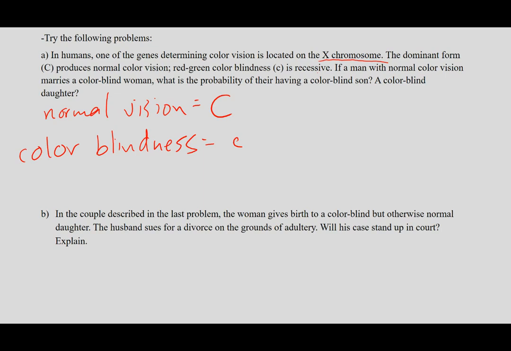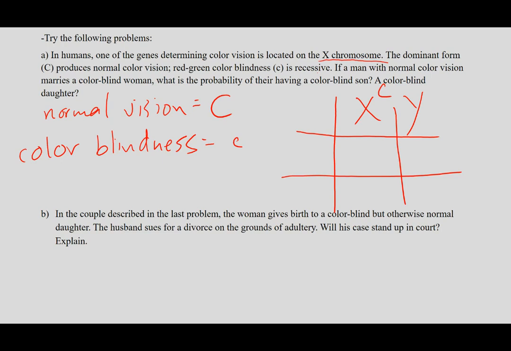So a man with normal color vision, so our man, XY, has normal color vision, marries a colorblind woman, so she has to be homozygous recessive to display that trait as it's carried on the X chromosome. So what is the probability of them having a colorblind son? I want you to complete this question on your own and then move into question B.